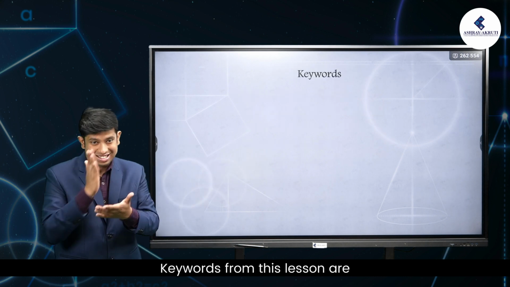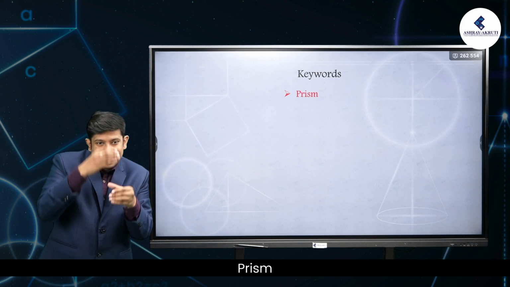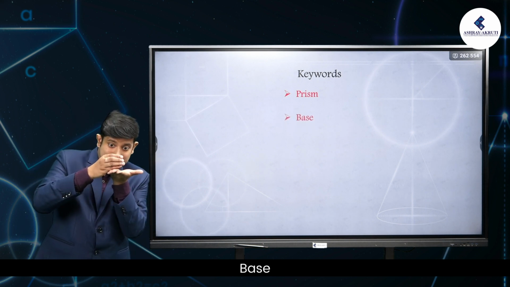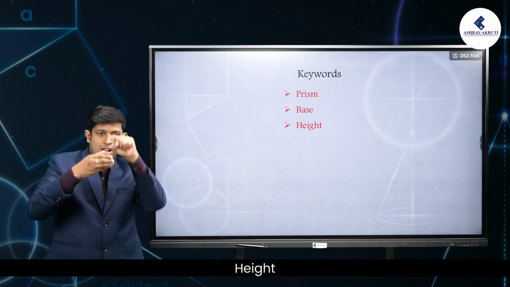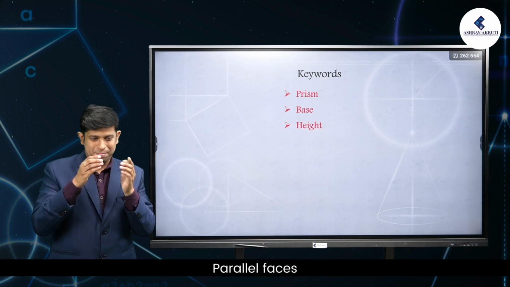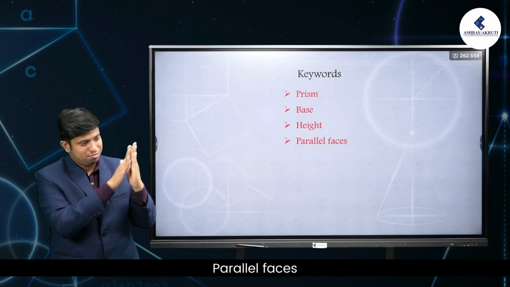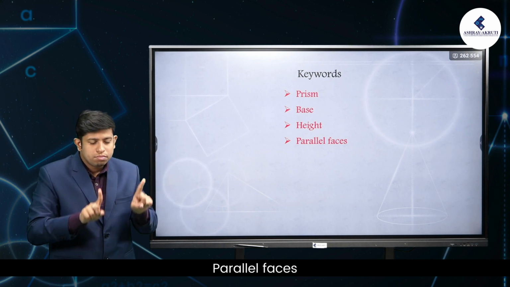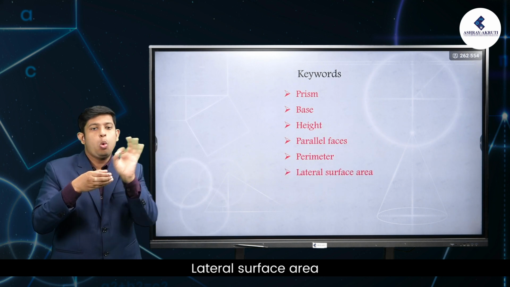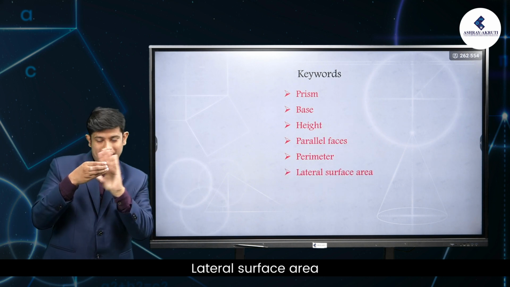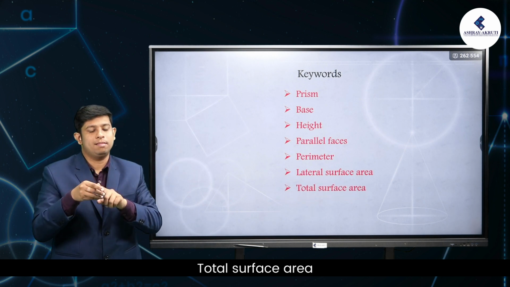Keywords from this lesson are prism, base, height, parallel faces, perimeter, lateral surface area, total surface area, volume.